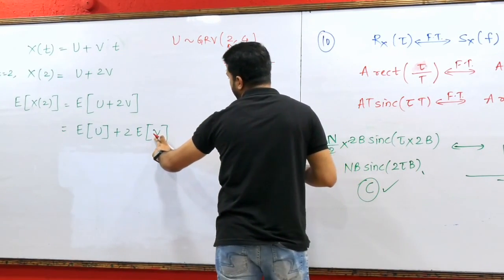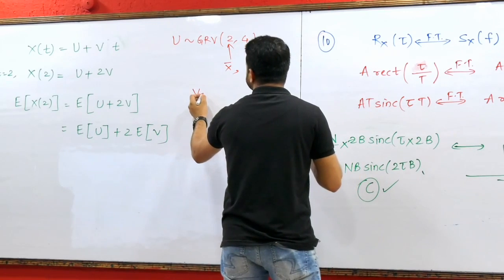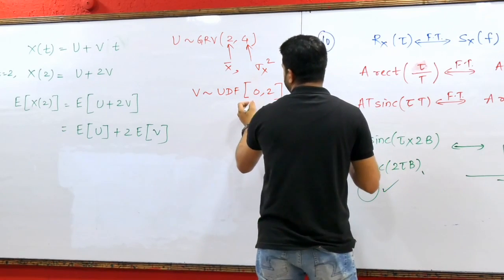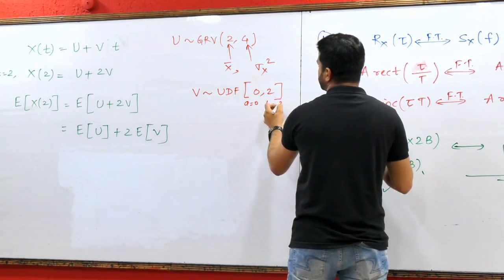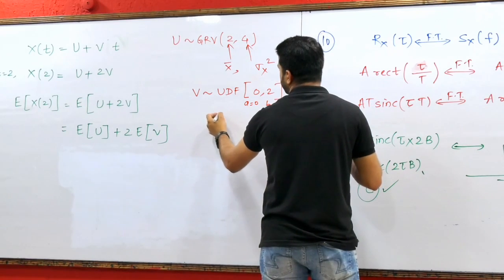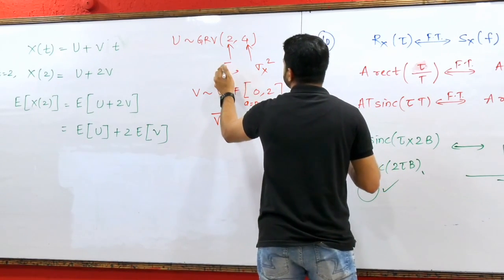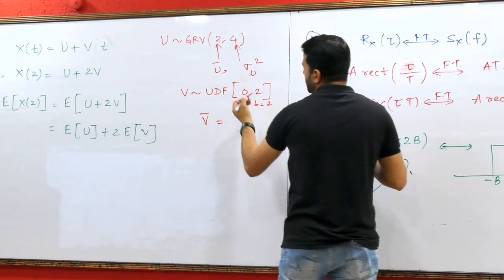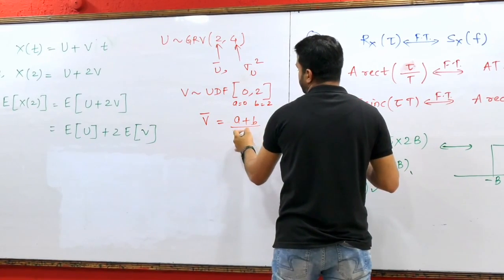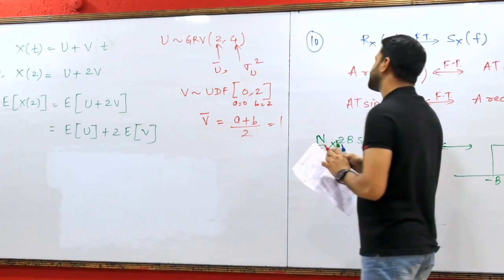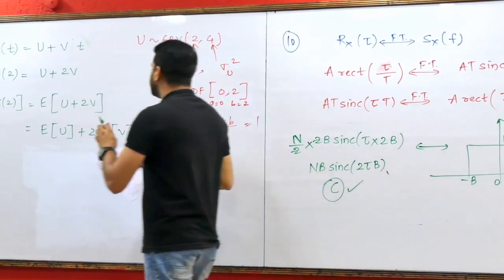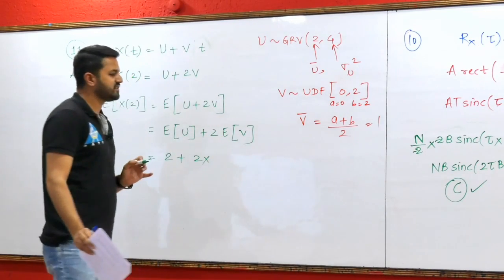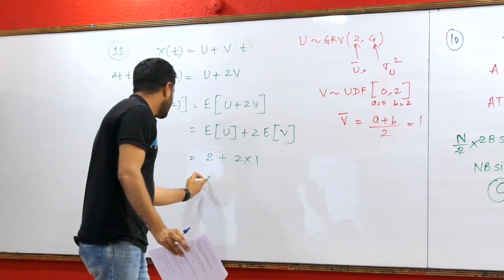And now the mean value of v. v is uniformly distributed between 0 to 2, so the minimum value is 0 and the maximum value is 2. For a uniformly distributed random variable, the mean value v bar is equal to a plus b by 2. So this is 1, the average value. So the mean of u is 2 and the mean of v is 1. So this is nothing but 4.